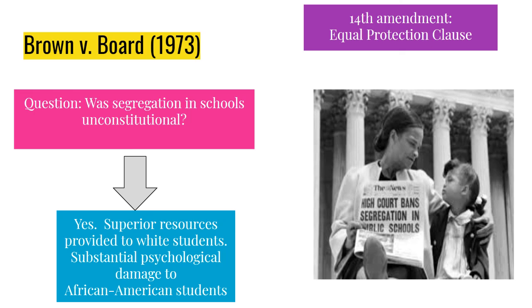Obviously things were being kept separate, but they weren't equal, that white students were getting superior resources. But even in this particular case, where there wasn't for Linda Brown a dramatic difference in the quality of schools in her general area, there was substantial psychological damage being done to African American students by separating them, that was establishing this notion of inferiority. And this obviously led to the integration of schools across the United States.